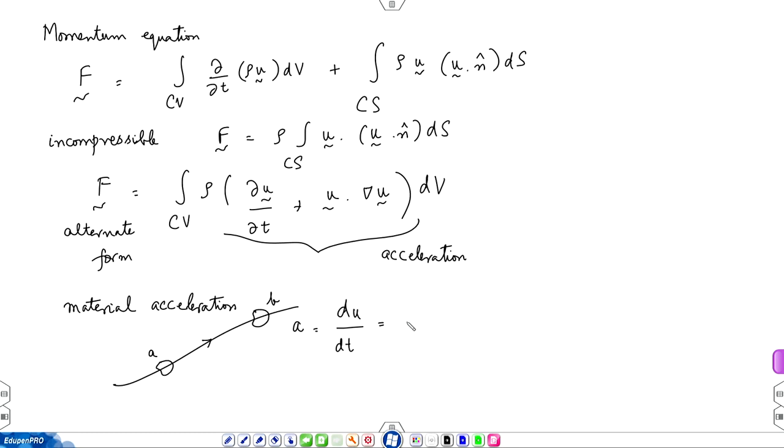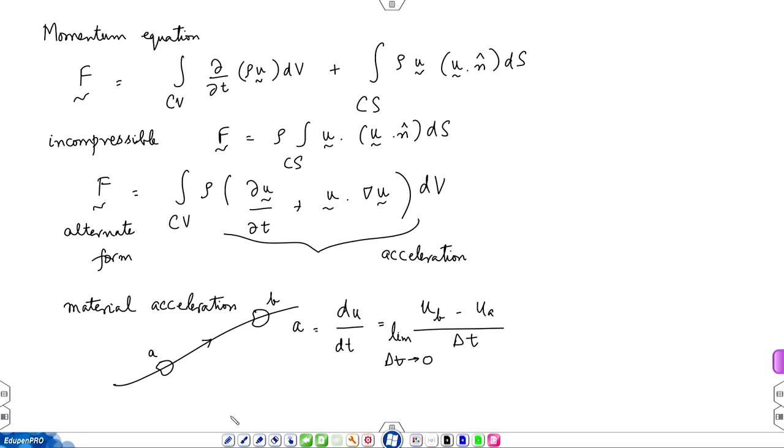As this derivative changes in velocity as you go with the particle from A to B, which is u_B minus u_A divided by delta t, the time elapsed, in the limit delta t going to 0. But the derivative is evaluated as the particle moves from one location to another. This is our understanding of acceleration. Then how come the partial derivative of u with t plus u dot del u, why is it acceleration?